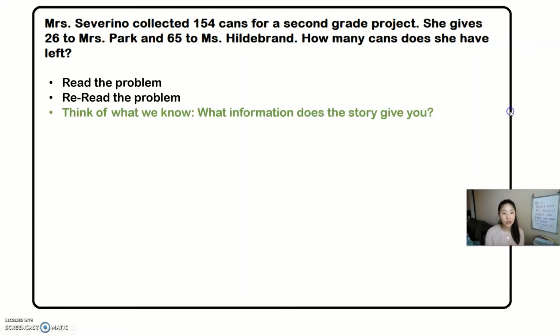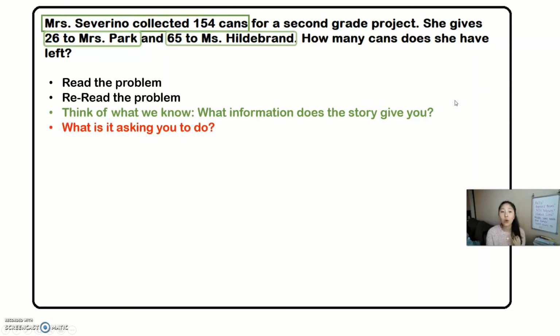Now, we need to focus on what do we know? What information does the story give you? Let's start off with what Miss Severino does because it's in the beginning of the story. So, Miss Severino collected 154 cans for a second grade project. So, what we have is Miss Severino collected 154 cans. Next part we know is that she gave some to Miss Park. How many? 26. Next part is she gave 65 to Miss Hildebrand.